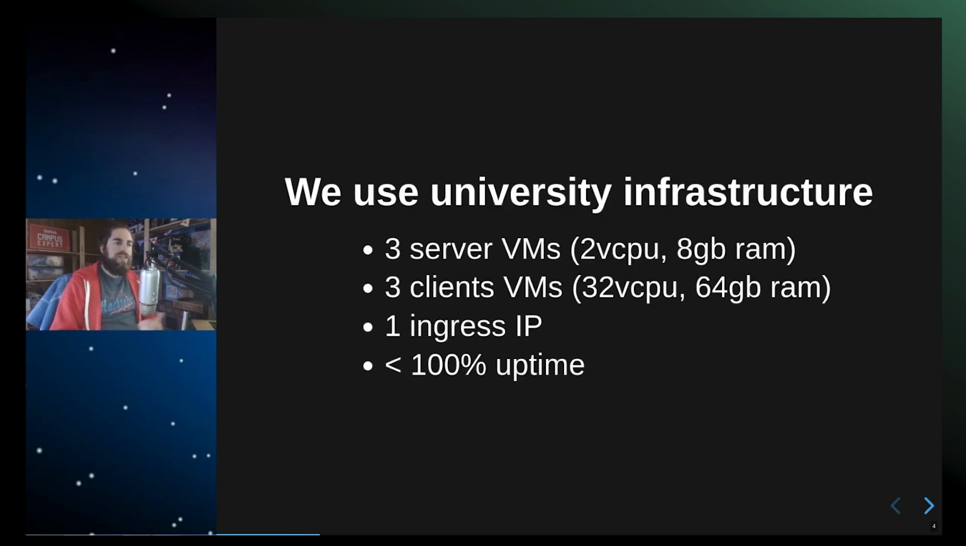And so a few tech specs of what we have: three server VMs going. We have three client VMs that are strong enough, like 32 vCPU, 64 gigs of RAM. So not a massive deployment, but we can deploy quite a few projects on it. We have one ingress IP, and we have definitely less than 100% uptime. That's not the end of the world for us.